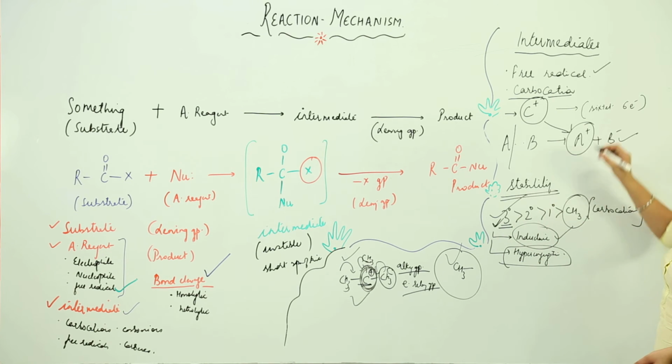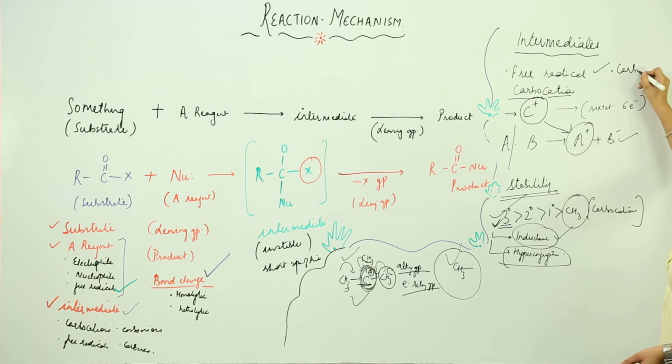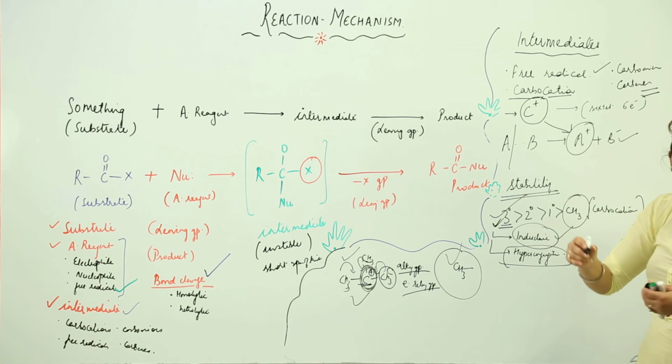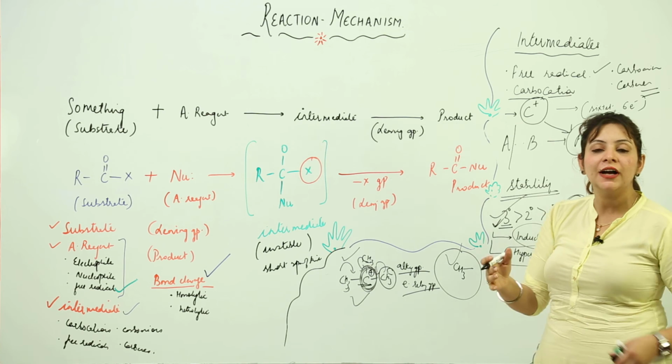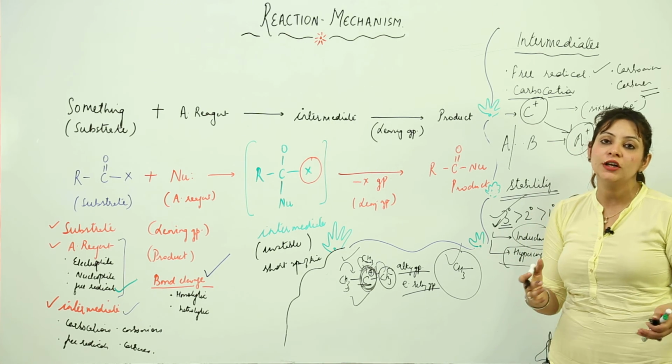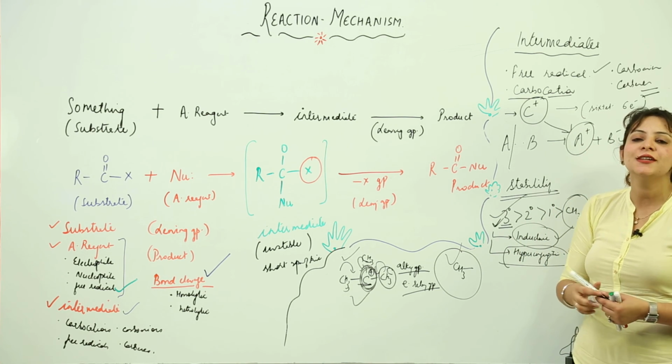Now let's look at the other intermediates, carbanion and carbene, and what kind of carbanion or carbene is stable or not, and what are the factors that govern it. So just look at the board carefully.